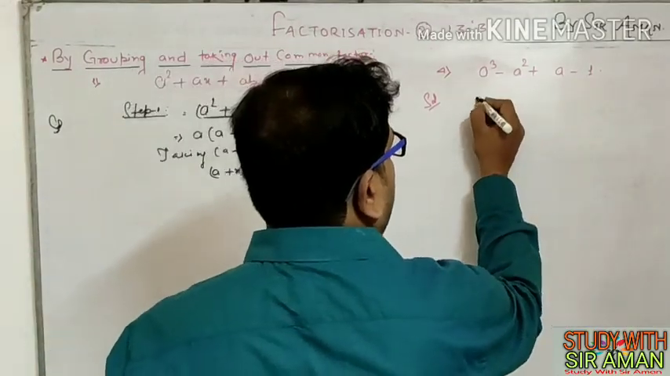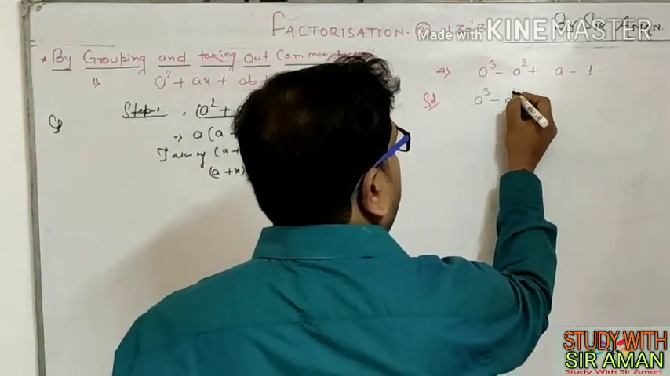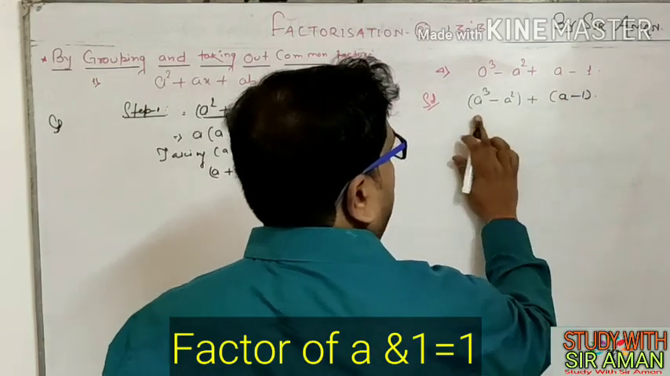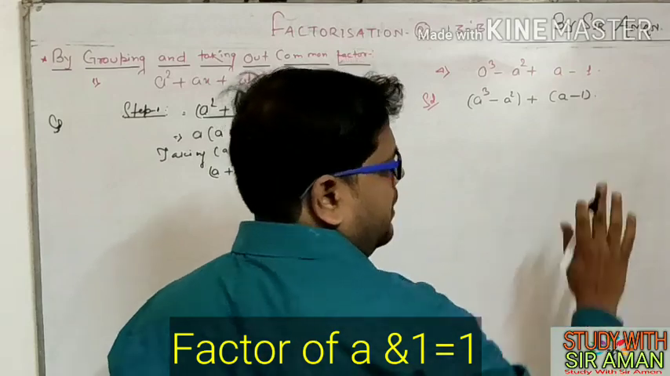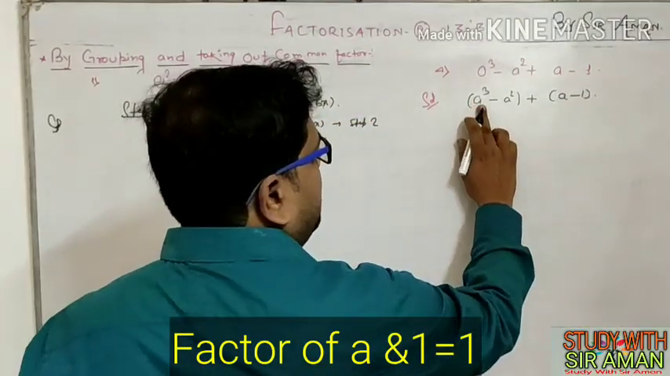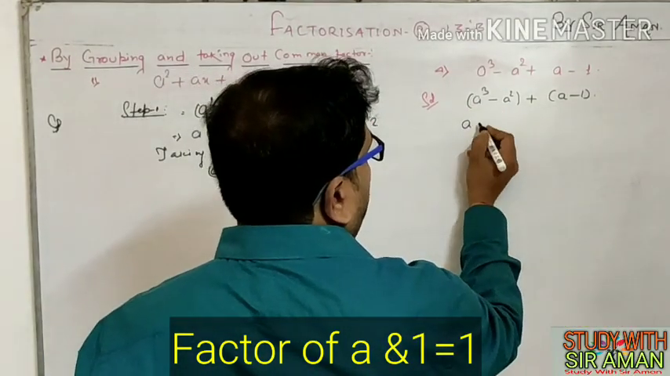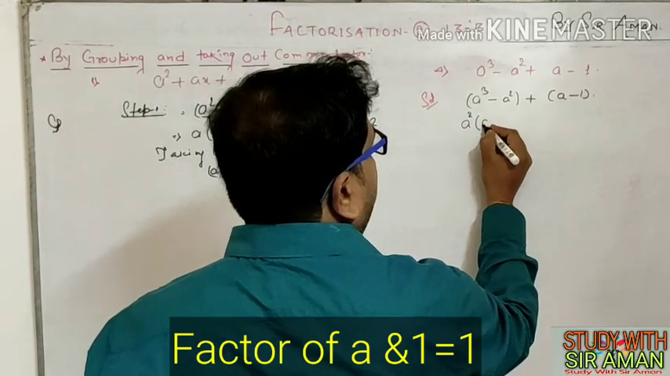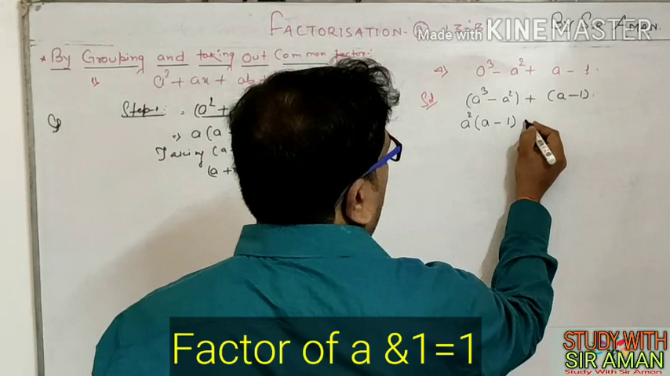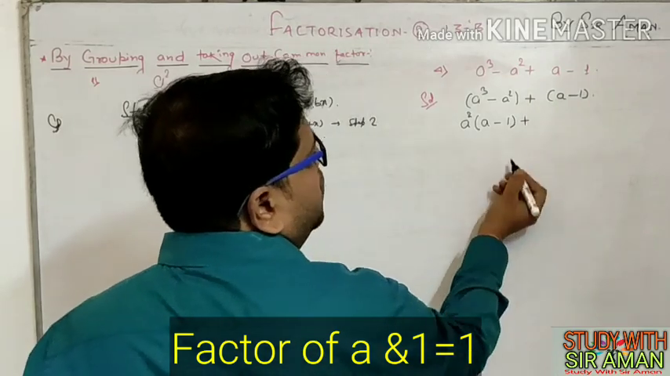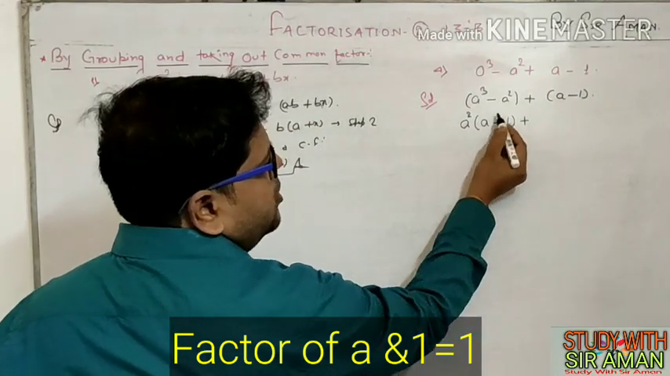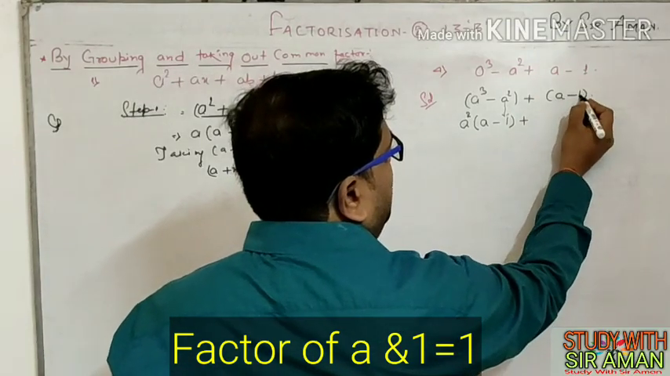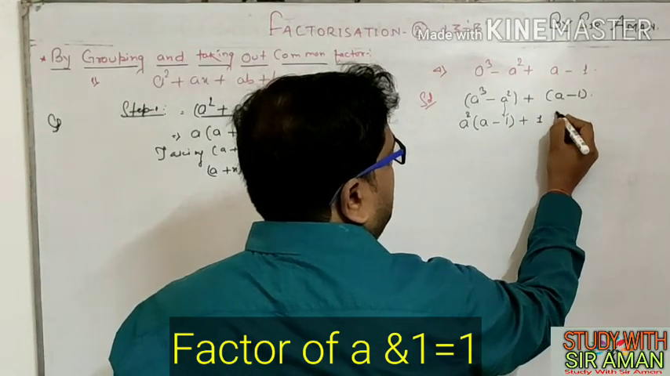Step 1. A cube minus A square plus A minus 1. 1 pair, 1 pair. Now what is same here? A square is common, not A cube. What is left here? A minus 1. A square we have already taken here, so what is left here? 1. Plus, in A and in 1, what is common? Nothing is common, means 1.